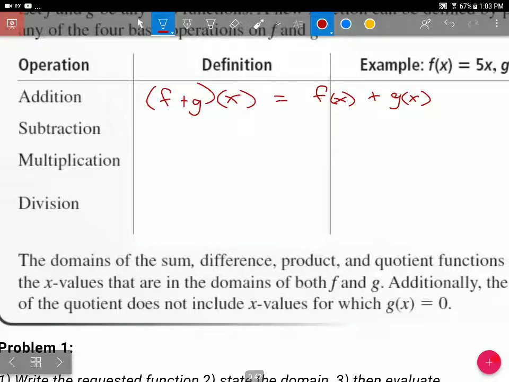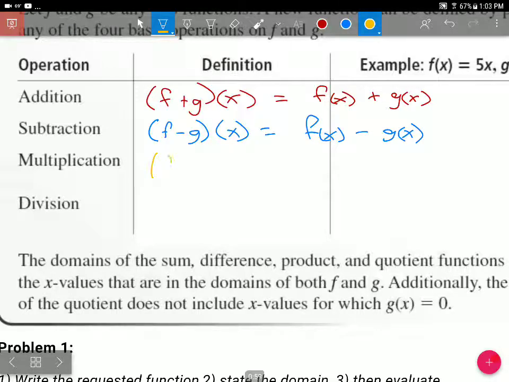If you have something that looks like f minus g, what do you think you're going to do to them? Subtract them. I wonder why, though. I'm not really too sure. Anybody's guess.